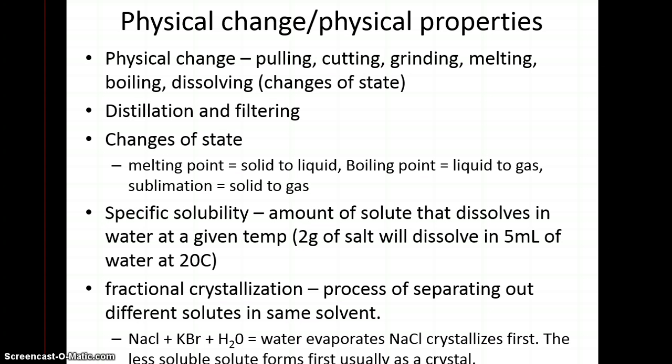Okay, in the textbook, you should have already read 2.1 and 2.4, and those are about physical changes and physical properties, and one of them is about chemical change and chemical properties. Physical change, some examples are pulling, cutting, grinding, melting, dissolving, and boiling. Some of those are just changes of state, going from a solid to a liquid, liquid to gas, etc. Those are just physical changes. And ice melts, that's just a solid to a liquid. That is not a chemical change, that's just physical. You started with water, you still have water in the end.